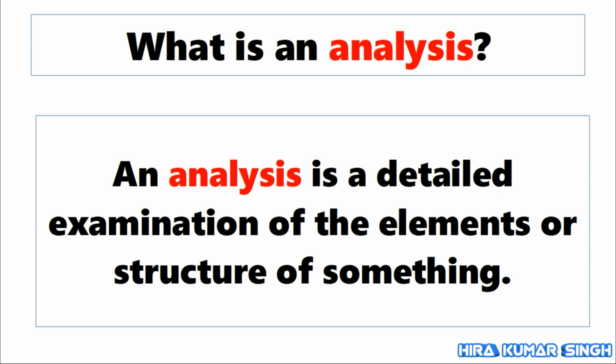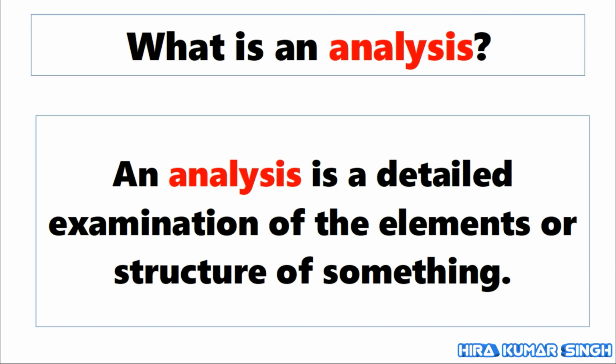If you want to analyze a table, how will you analyze it? It has 4 legs, it has a surface, it has a drawer. So different parts of the table, if you study them separately, it is called analysis. Simply speaking, analysis is an examination of parts, and then you understand the relationship between the parts, or the structure of something. You can analyze a building, you can analyze a situation, you can analyze anything.